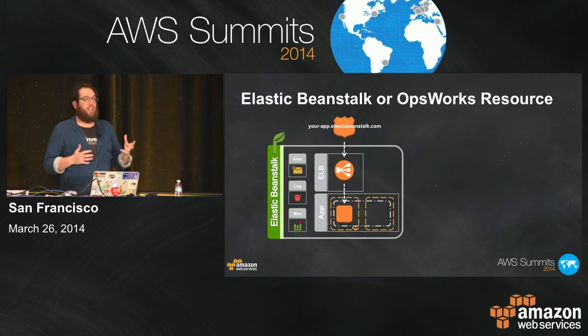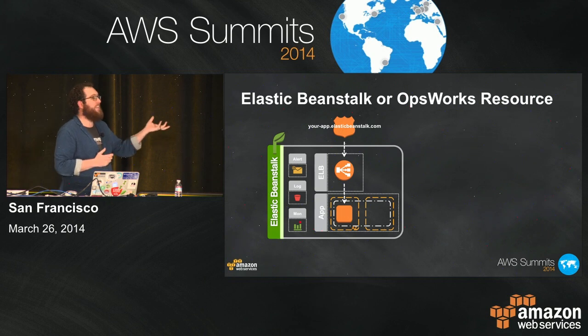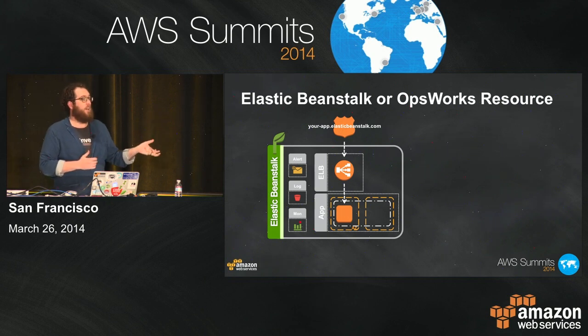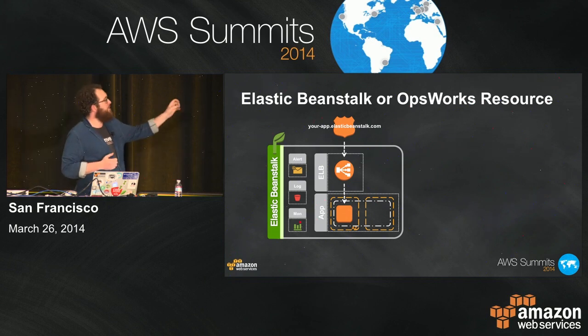So I said CloudFormation can create a lot of different AWS resources. I mentioned VPCs and EC2 instances and RDS databases. It can also define and provision an OpsWorks application or an Elastic Beanstalk application for you. So in this case, here's my Beanstalk environment for the Your Thoughts app.